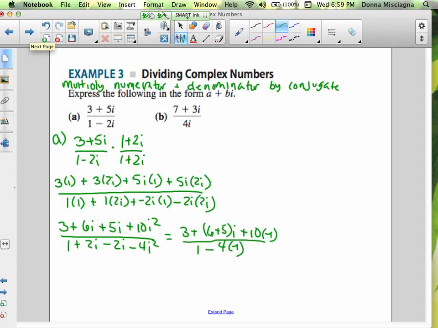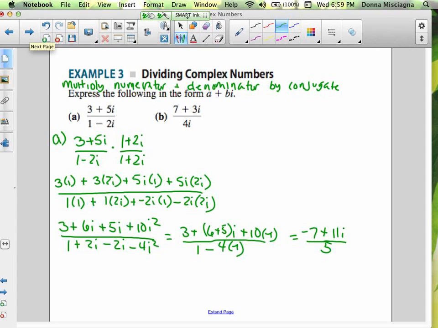Right? And so that's going to be 3, this of course is just negative 10, right? So 3 minus 10 is going to be a negative 7. And 6 plus 5i, that's going to be 11i. And then what's going to be 1 plus 4? That's going to be 5. I hope, if that's okay, if I just combine a couple steps together, like multiplying by a negative 1 and adding them together.